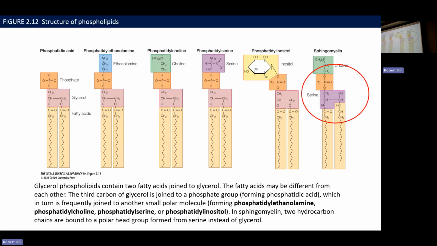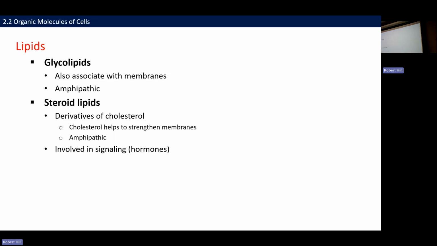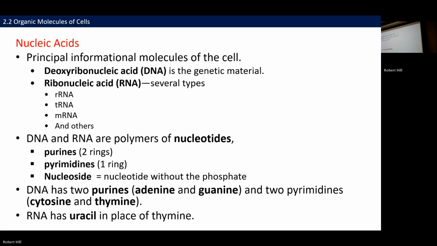All right, this is sphingomyelin. Oh no, this is a glycolipid here. Right, so the glycolipids are polar. Important to know that. Got that glucose group up there, and the presence of that oxygen there makes it polar. All right, that's it for lipids.